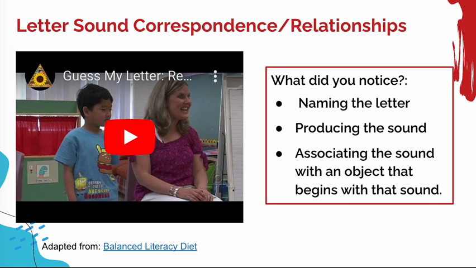For each letter-sound relationship, it is suggested that instruction include naming the letter or letters that represent the sound and associating a picture cue of an object with the target sound to help students remember the relationship between the letter and the sound. Take a few minutes after this presentation to review this video in the slide.